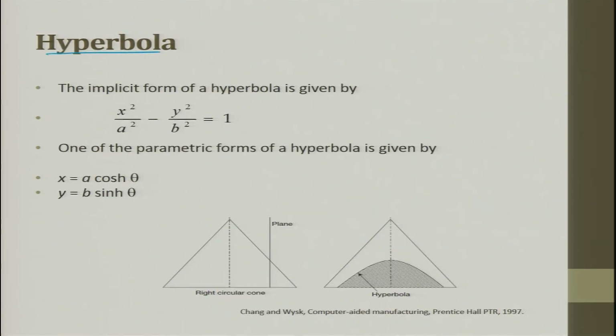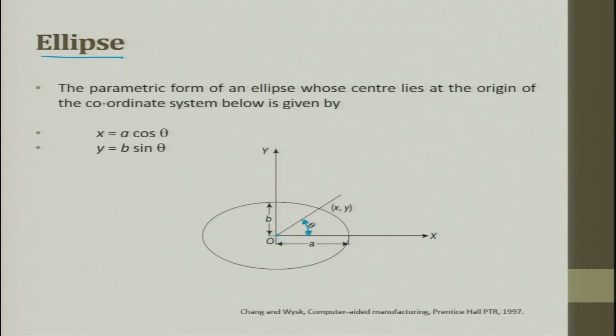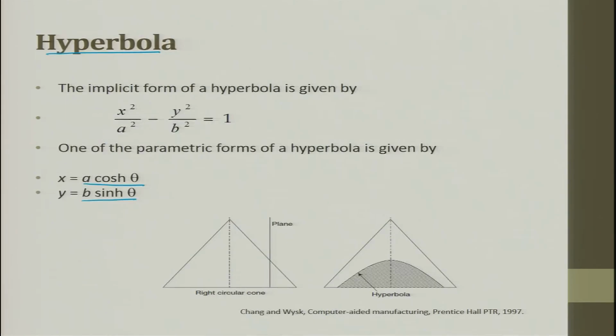When we want to do a hyperbola, the implicit equation for a hyperbola is x square by a square minus y square by b square equal to 1. I am representing it in a parametric form. I represent it as a cosh theta and b sinh theta. Here theta also takes the value like this, whatever is used in ellipse.